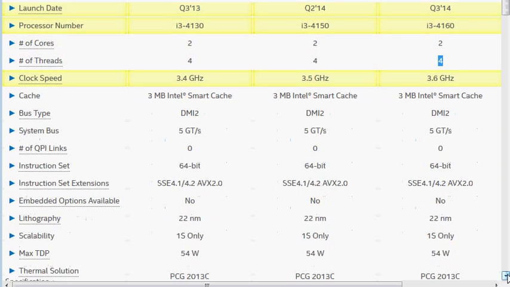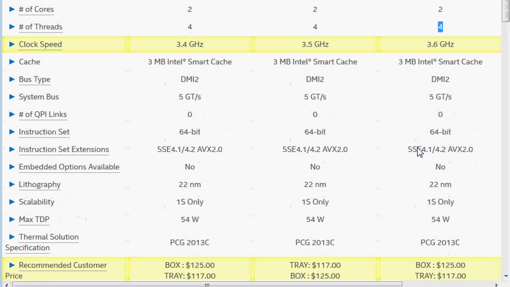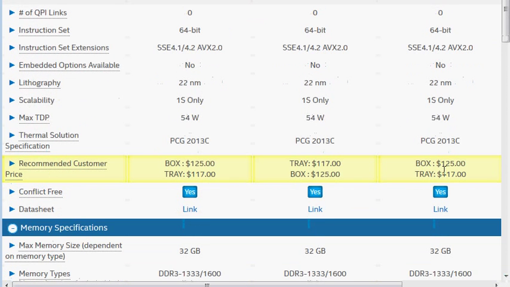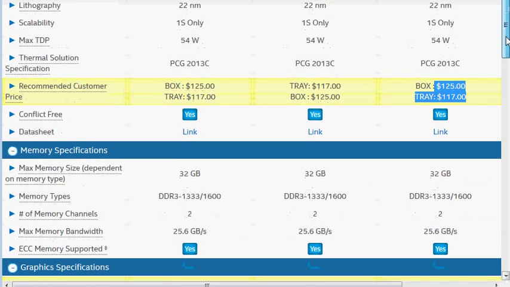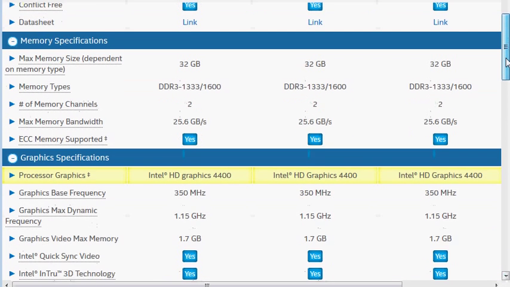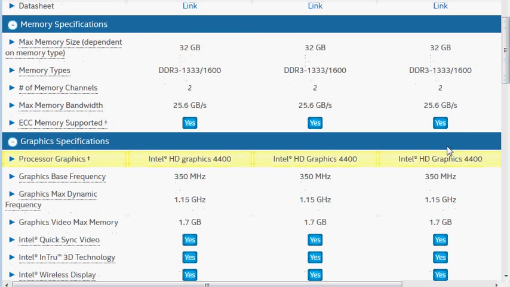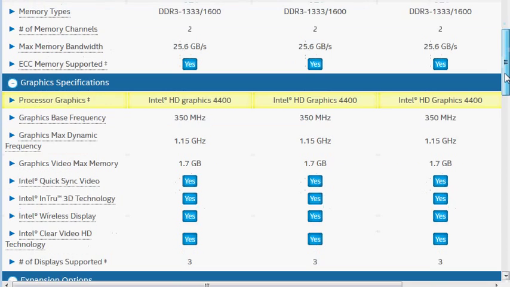Now they do come with 3 MB of smart cache, and these are the other typical specifications going by Intel's website. The most important thing is that you don't have to pay extra to get that additional performance. If you compare the graphics, they also stay the same, and the clock frequencies of the graphics stay the same.